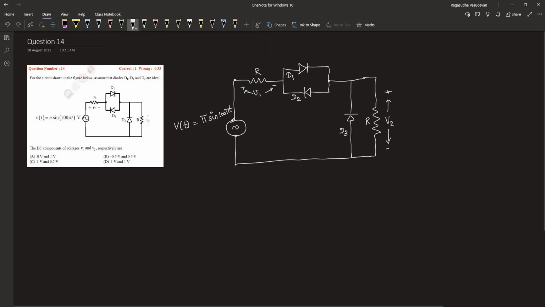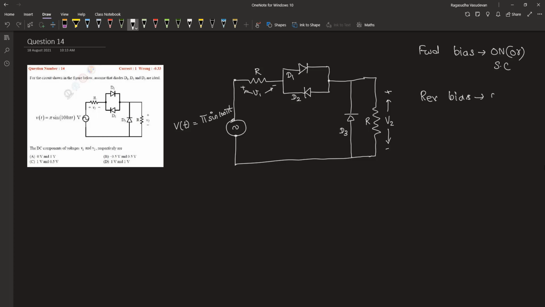Here it's given that the diodes D1, D2, D3 are ideal diodes. Therefore, when it is forward biased, it is said to be an on condition, or we can replace it by a short circuit. Under reverse bias, the diodes will not be conducting, and hence it is said to be an off condition, or it can be considered as an open circuit. During the positive half cycle, the current flows through this path, so the diode D1 will be on, D2 will be off, and when it comes back, D3 will be off. Therefore, the conduction is through D1 alone.